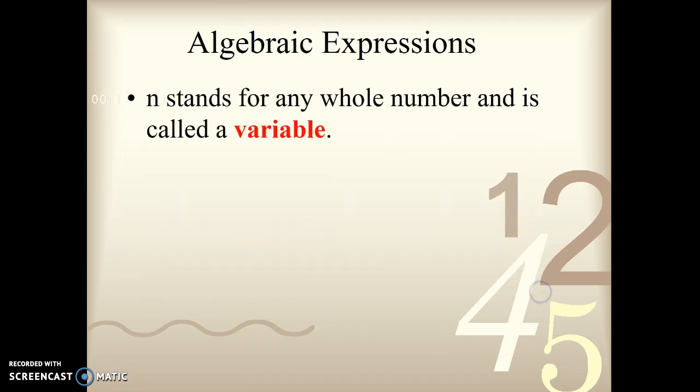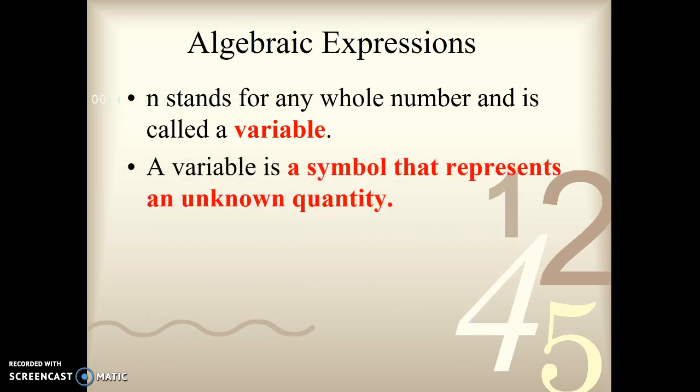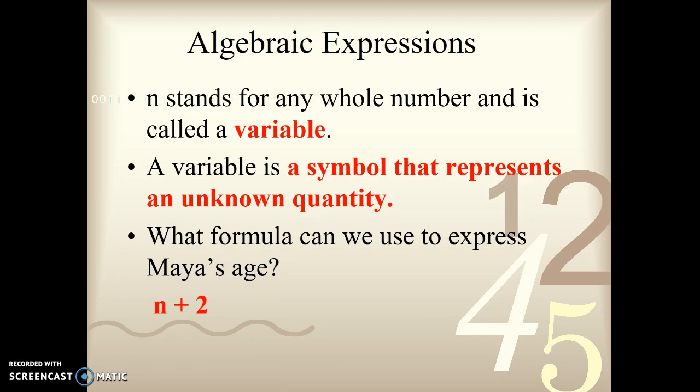Okay, let's talk about some definitions. N stands for any whole number and is called a variable. You're going to fill that in on your notes. A variable is a symbol that represents an unknown quantity. As always, guys, feel free to pause the video so that you have time to write, because I'll go through this pretty fast. What formula can we use to express Maya's age? N plus 2.